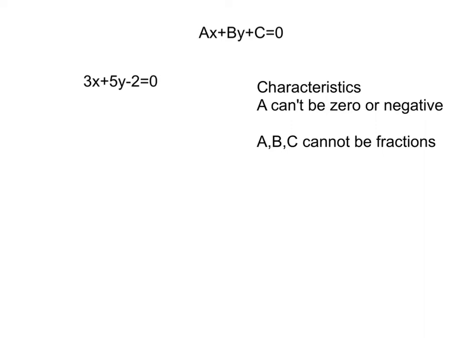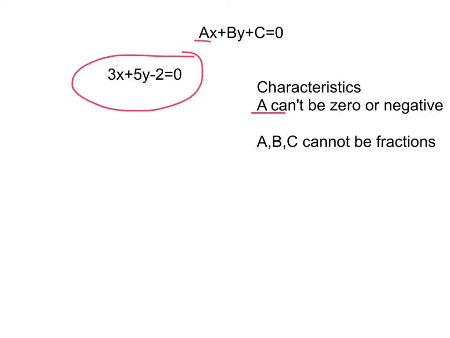The first one is a can't be 0. So when we're looking at the first value, it can't be a 0, because then we just have by plus c equals 0, and it can't be negative. And you'll be happy to find out that neither a, b, or c can be fractions. So here's a typical equation, 3x plus 5y minus 2 equals 0. And these are the type of equations that we'll be spending a lot of time with in this unit.